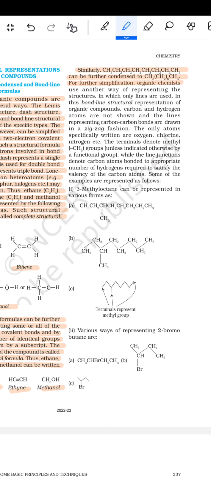For further simplification, organic chemists use another way of representing the structure in which only lines are used. In this bond line structure representation of organic compounds, carbon and hydrogen atoms are not shown and the lines representing carbon-carbon bonds are drawn in a zigzag fashion. The only atoms specifically written are oxygen, chlorine, nitrogen, etc. The terminals denote methyl (CH3) groups unless indicated otherwise by a functional group, while the line junctions denote carbon atoms bonded to the appropriate number of hydrogens required to satisfy the valence of the carbon atoms. Some of the examples are represented as follows.